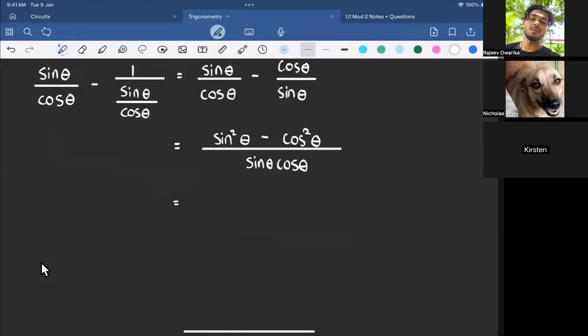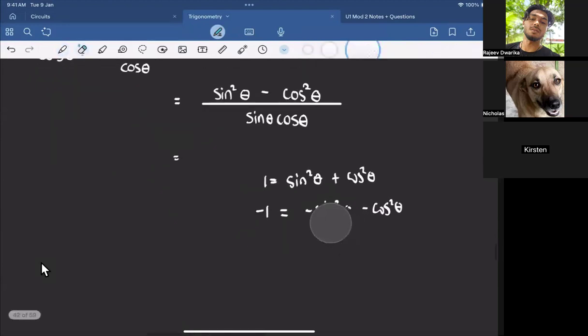No, it's not minus one. One is equal to sine square theta plus cos square theta, right? Which would mean minus one would be equal to minus sine square theta minus cos square theta. Let me explain. Minus one would be equal to minus open bracket sine square theta plus cos square theta, because this whole thing is one. When you expand, again, minus sine square theta minus cos square theta. That is minus one. This is not minus one.